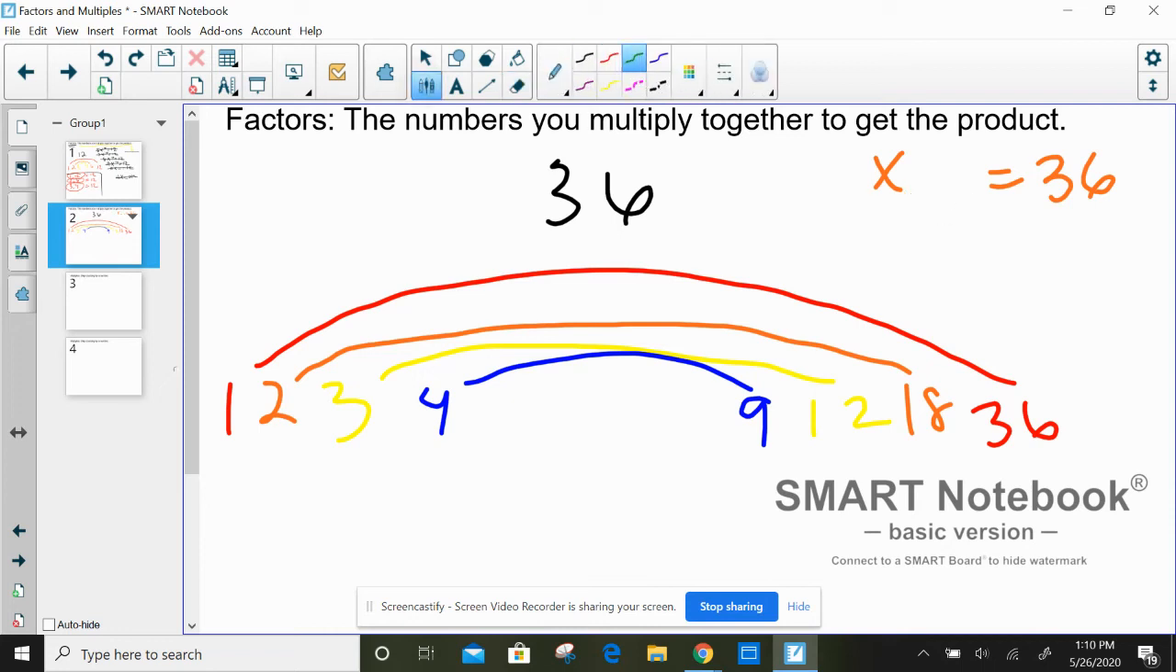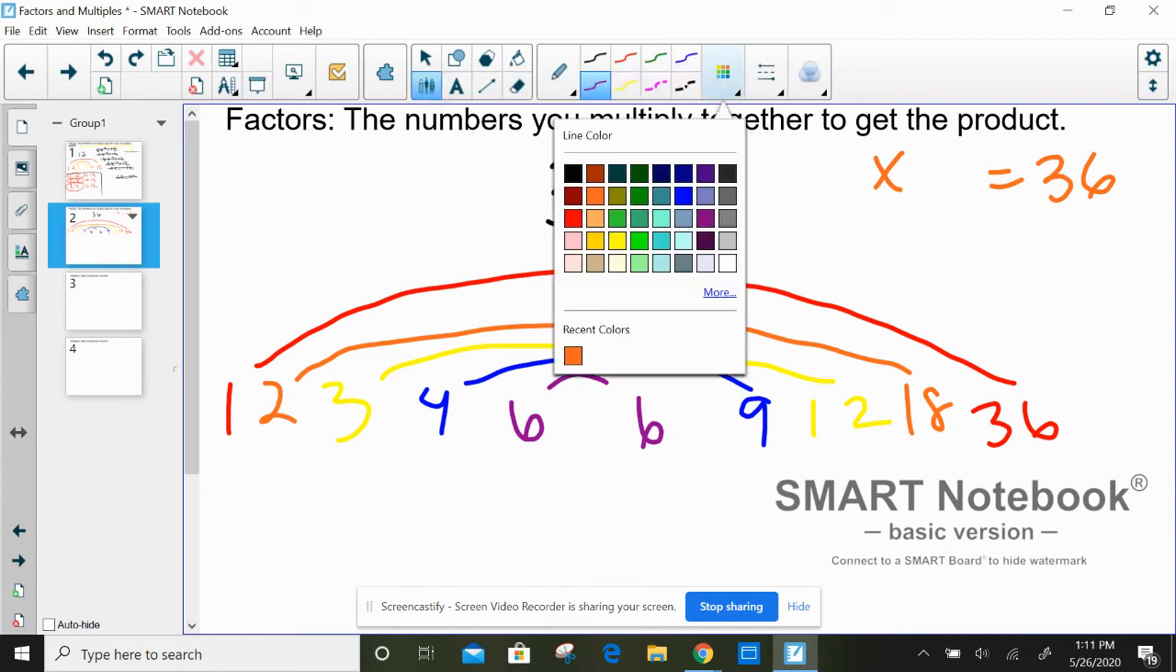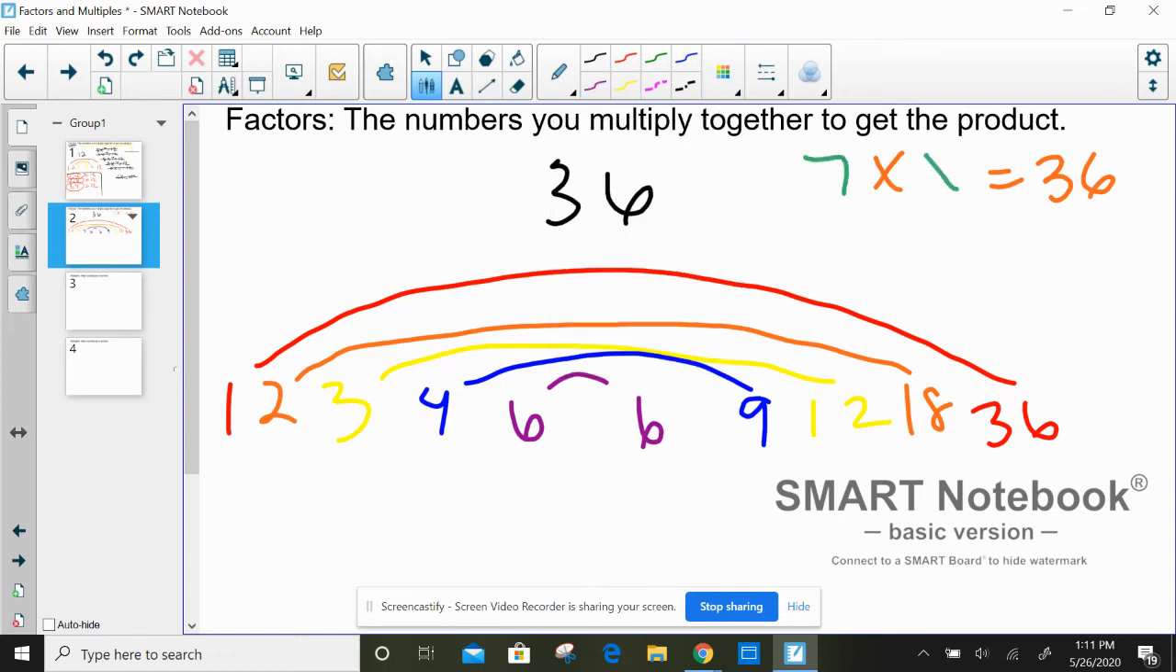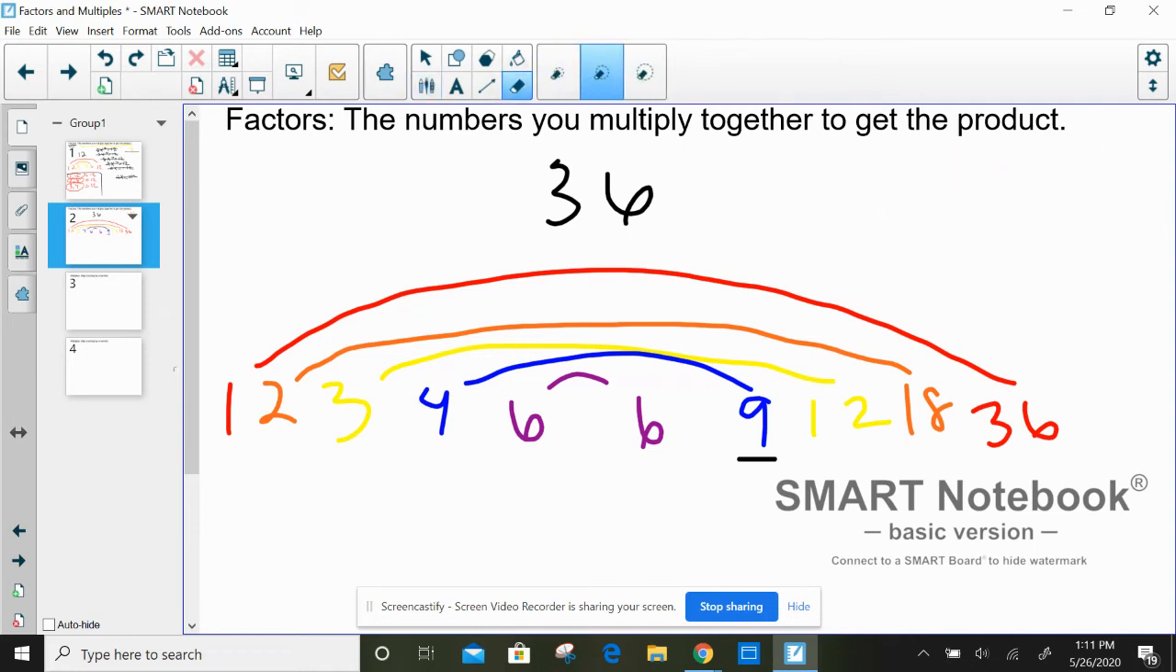Let's see, what about 6? Yes, 6 times 6 will give me 36. See? And then let's see, 7. Nope, nothing times 7. So 7 won't work. What about 8? No, nothing times 8. And then 9. So 9 we already have written down right here. We already have 9 and 4 down here. See, 9 and 4. So we don't write it again, okay? So we're done. We've made it all the way to 9 now, which means we've made it all the way through all of our numbers. So that means that these are the factors of 36.